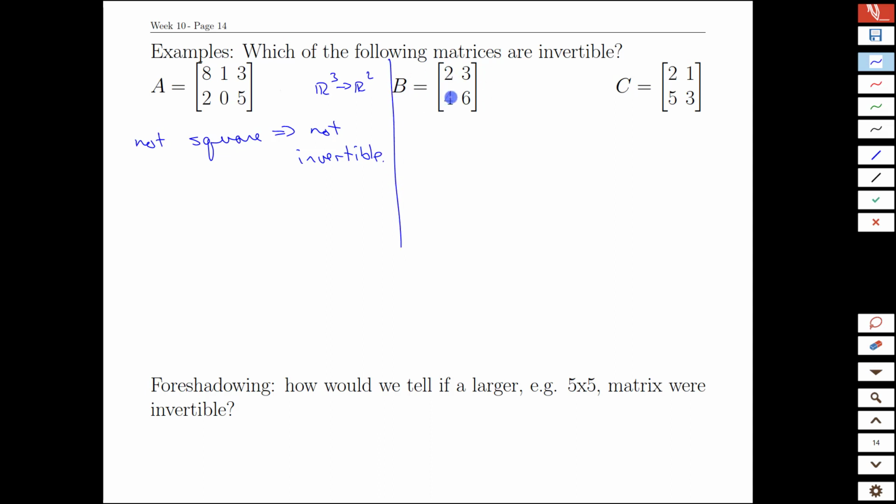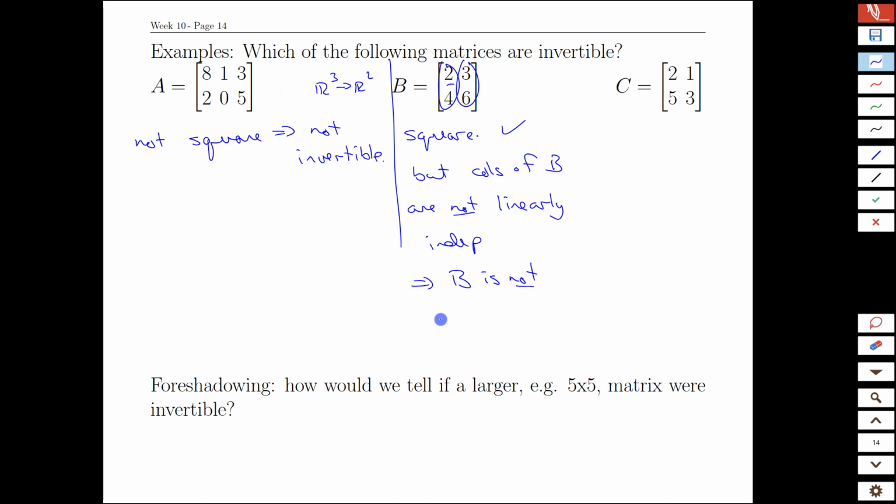If we look at B, B is a square matrix, so let's check that off. It's at least a candidate. However, if we take a look at the columns of B, we see the columns are not linearly independent. They're multiples of each other. That means the kernel will be non-zero, not just the 0 value, and all the other associations. At the end of the day, B is not going to have an inverse. It will not be invertible.